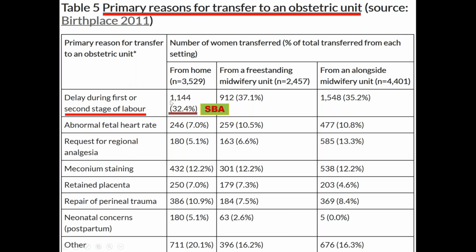In home it is about 1,144, which is 32.4%. And this is the recall question. If you are asked what was the primary reason for the transfers to the obstetric unit from the home, the answer is delay during the first or second stage of labor. This is the recall. There are other causes, but the commonest one is delay during the first or second stage of labor.